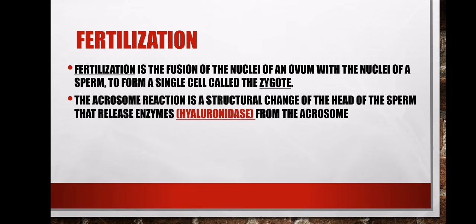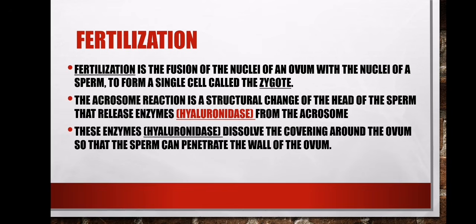What is the name of the enzyme that dissolves the membranes of the egg cell, which comes from the acrosome? You say hyaluronidase. These enzymes dissolve the covering around the ovum so that the sperm cell can penetrate the wall of the ovum.